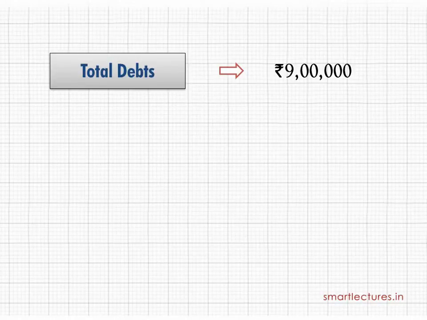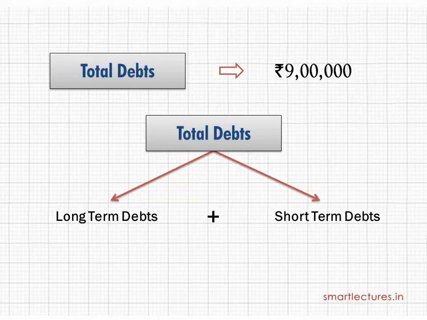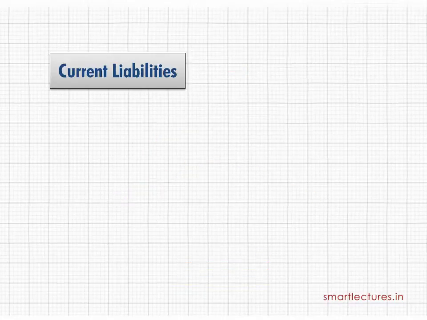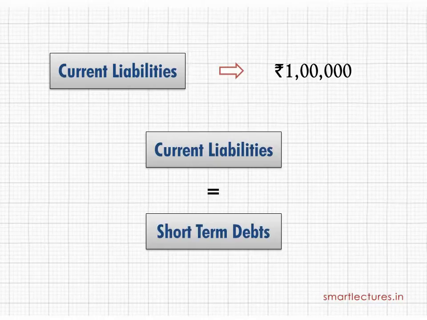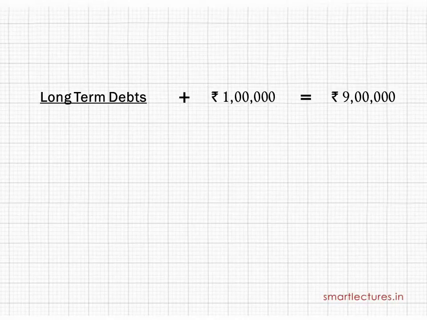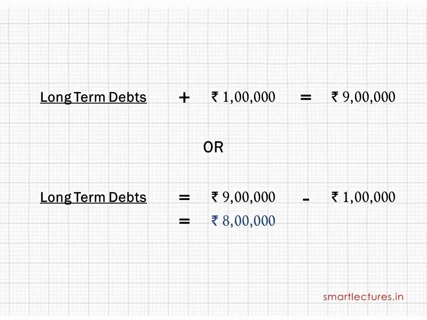Total debts rupees 9 lakhs. Total debts means long-term debts plus short-term debts. It means long-term debts plus short-term debts is equal to 9 lakhs. And it's clearly stated that current liabilities are rupees 1 lakh. Current liability means short-term debts, short-term liabilities. So long-term liabilities plus 1 lakh is equal to 9 lakh. Or we can say long-term loans or debts is equal to 9 lakhs minus 1 lakh. That is equal to 8 lakh rupees.